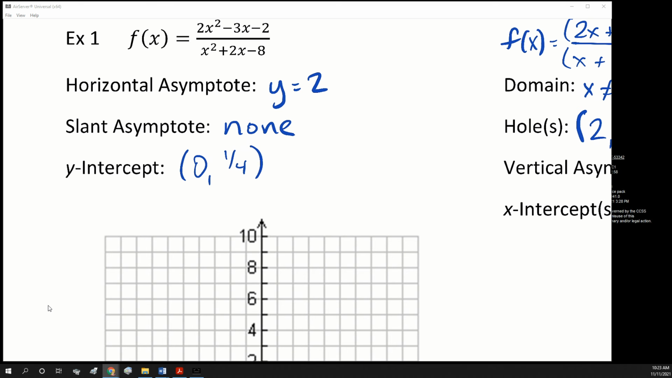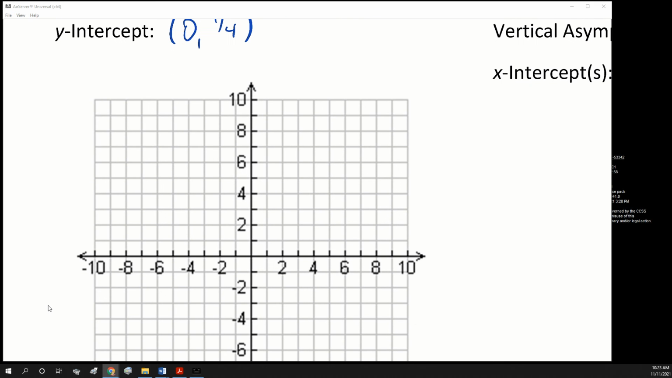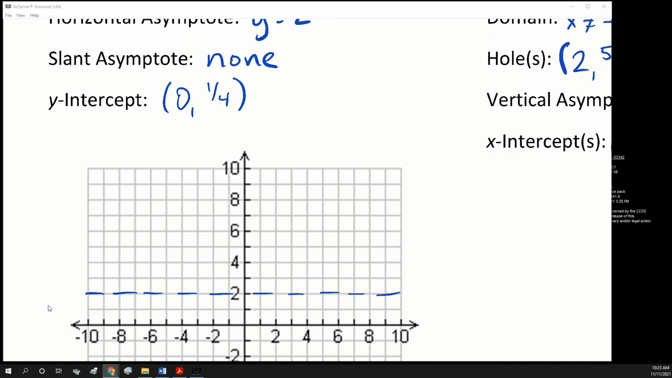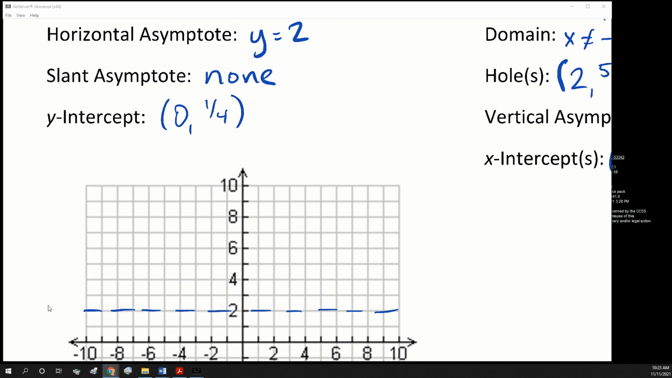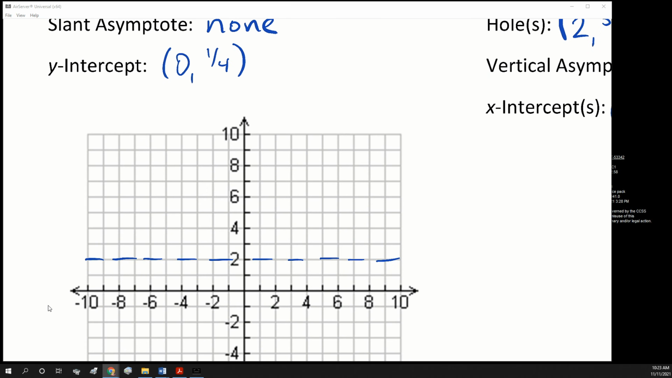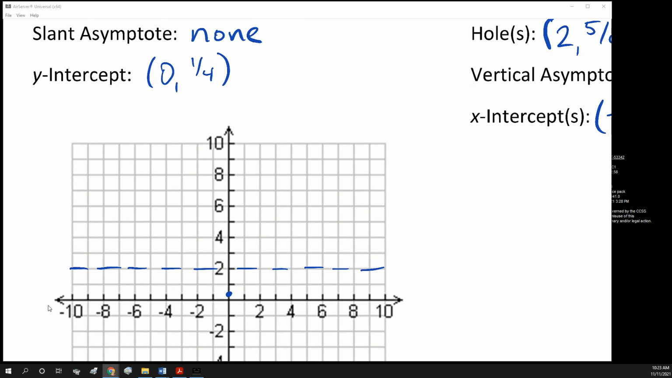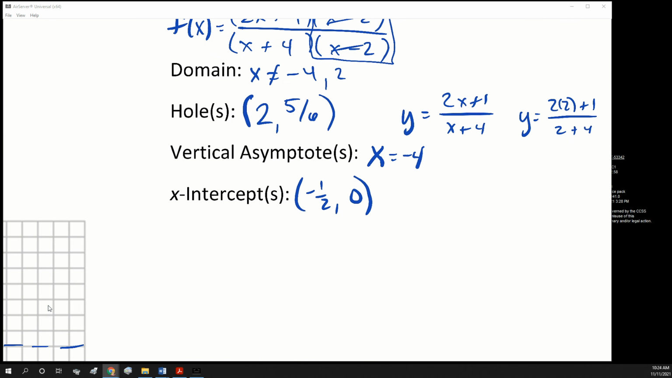All right, so I'm going to start with that horizontal asymptote, and I'm going to go to where y is 2, and I'm going to draw a dashed horizontal line. That's how you graph a horizontal asymptote. Then I'm just going to go down. There's no slant, so we're going to graph the y-intercept. So it's just a point on the y-axis at 1/4. All right. Then we don't graph the domain.